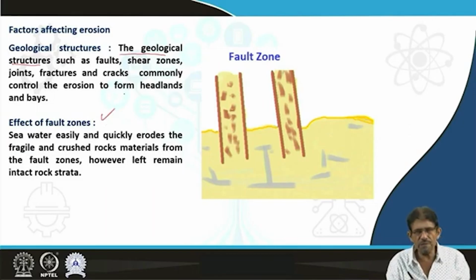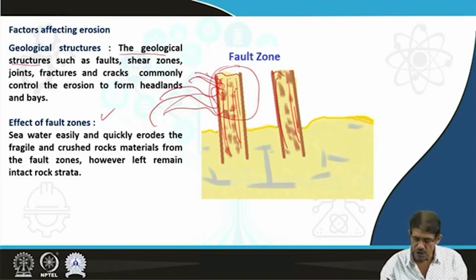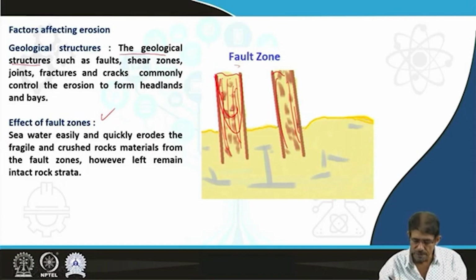In one example, if we are going to see the effect of fault zones, friends, as you know, the fault zones we have already discussed. The fault zone consists of some soft and fragile materials. When the waves come from the deeper side to the shallower side and interact with the fault zone, the soft material present in the fault zone is eroded easily in comparison to the rocks present without the effect of fault.